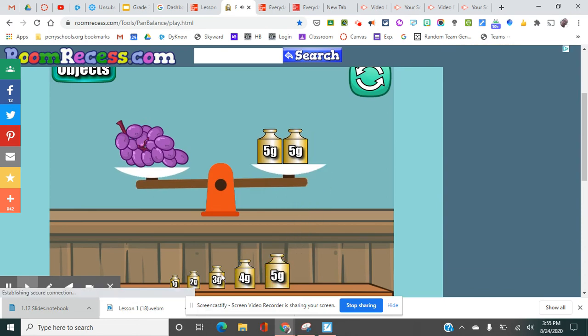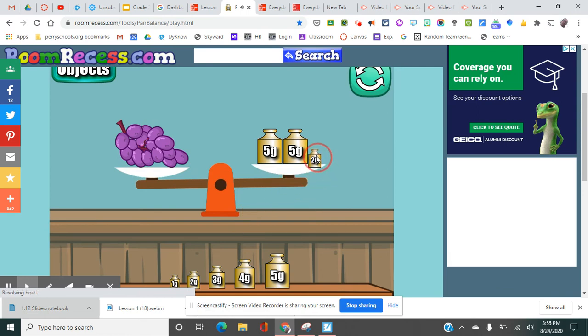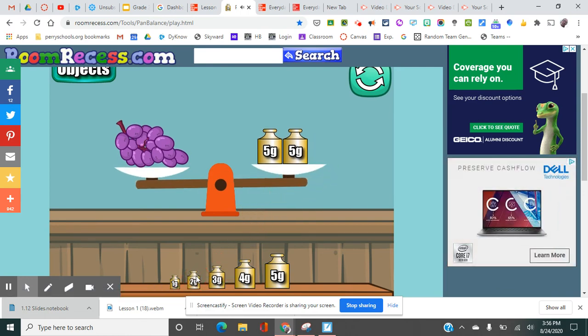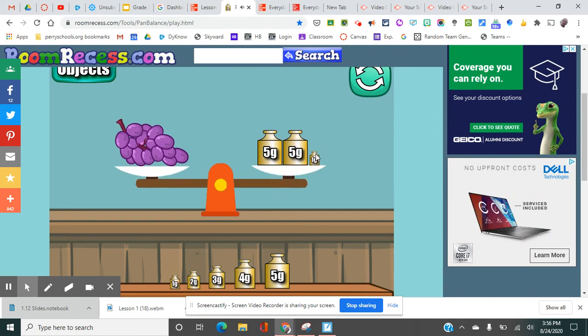So now I need to take some off. I'll take that off. What do you think? Maybe 2 more? Nope. Too much. 1 more. There it is, right? That yellow tells us that it's balanced. So 5, 10, and 1 more is 11.